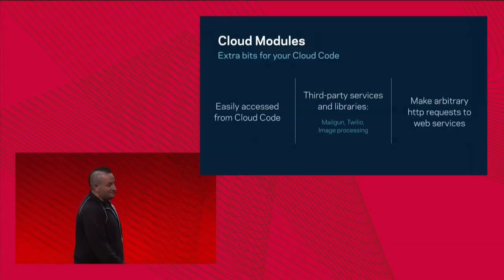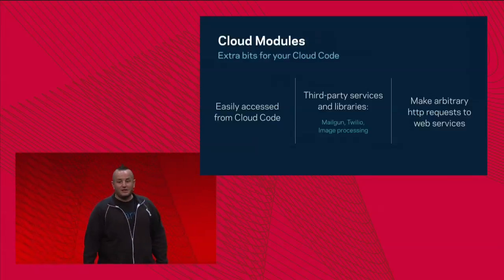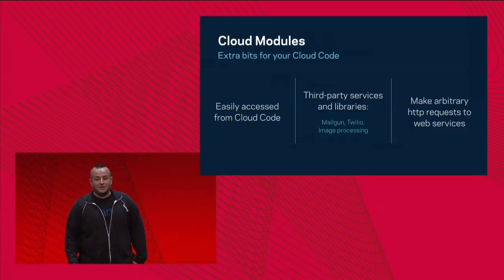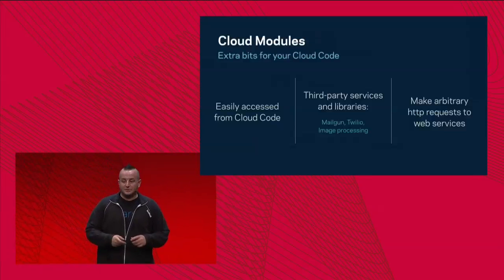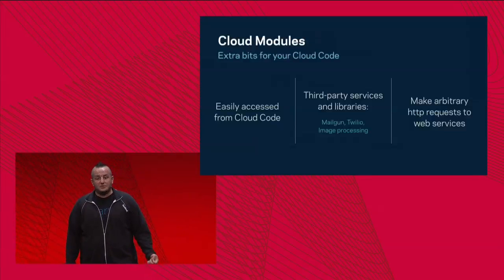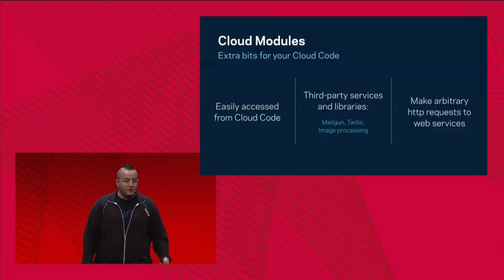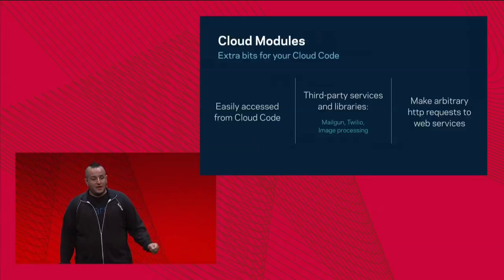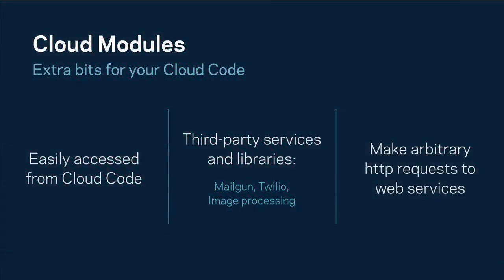Cloud Code is great, and we made it even better by creating and supporting additional cloud modules. We provide a collection of modules for third-party services like Stripe, Twilio, and Mailgun. We created some of our own, like the image processing module, which you can use for cropping and resizing images. And you can make your own and reuse them, share them with the community, whatever you like. Plus, networking is built right in. You can communicate with any external services directly from any part of your Cloud Code.